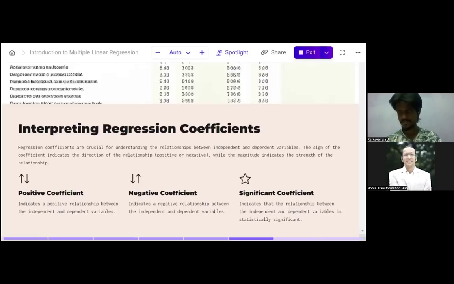Negative relationship between independent and dependent. That's it. No rocket science. Then significant coefficient indicates the relationship between the independent and dependent variable is statistically significant. So the only thing about a significant coefficient you need to understand is that the relationship should be statistically significant. That's it. No need to remember all the big lines and big things.